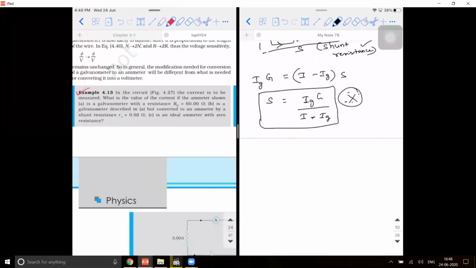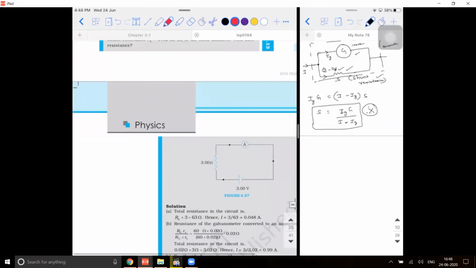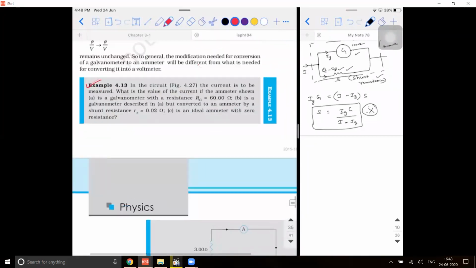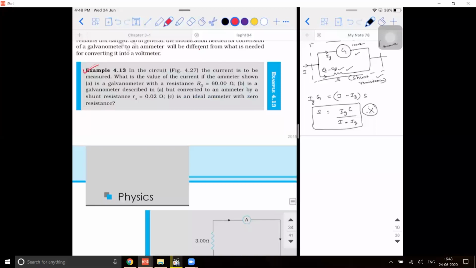Example 4.13, observe. In the circuit 4.27, the current is to be measured. What is the value of the current? The ammeter shown is a galvanometer with resistance Rg equal to 60 ohm. Secondly, the galvanometer described in A is converted into an ammeter by a shunt resistance R equal to 0.02 ohm. Third, if it is an ideal ammeter with zero resistance. It's a simple question only.